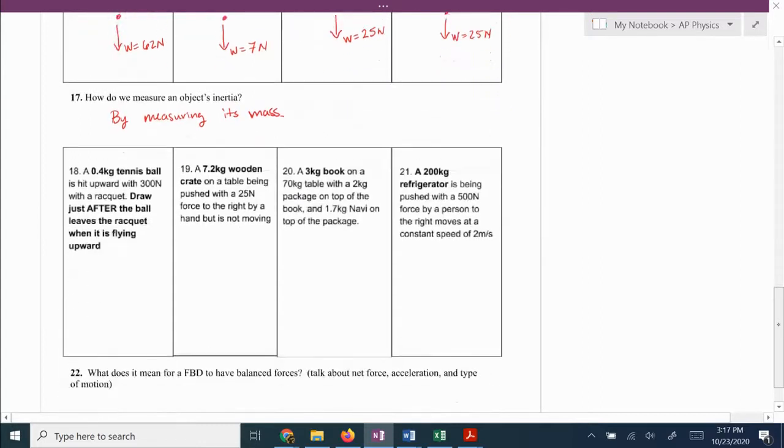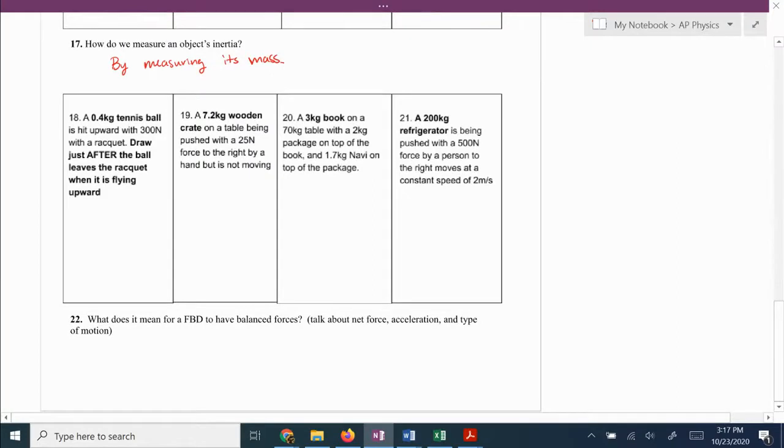And then our last set here: a ball is hit upwards with 300 newtons with a racket. Draw just after the ball leaves the racket. If it's not touching the racket, then it is no longer applying the 300 newton force, so we do not take that into account. Now it's just flying through the air. The only force acting on it is the force of gravity, which is 0.4 times 10. So that's 4 newtons. That's it. No 300 newtons because it's not touching the racket anymore. You have to be touching the racket in order to have that 300 newtons applied.